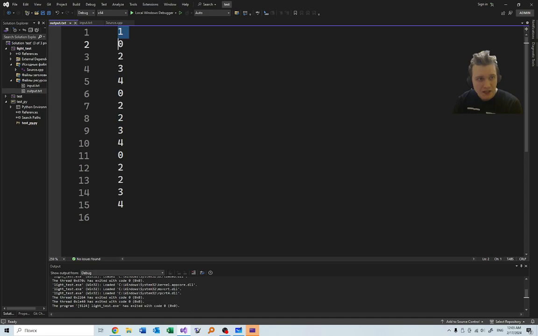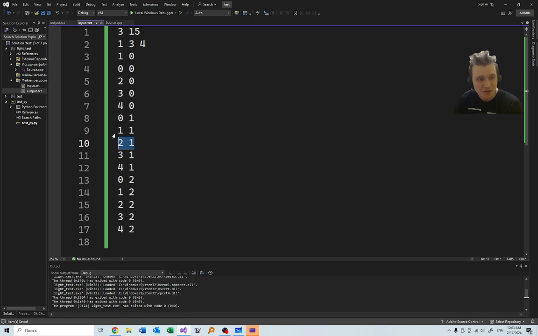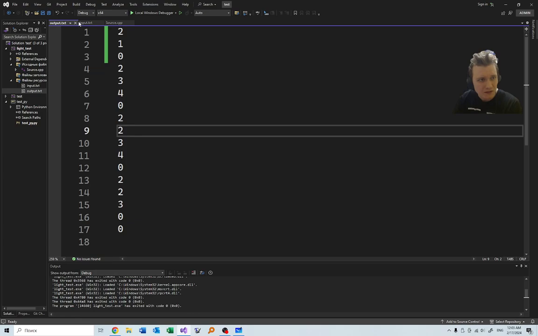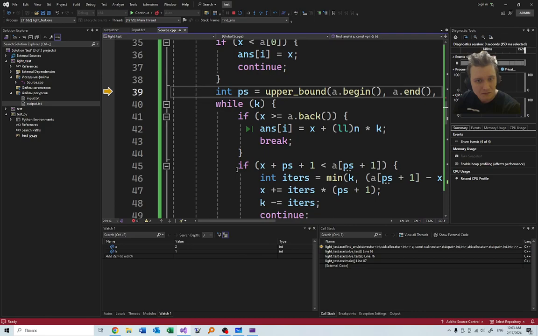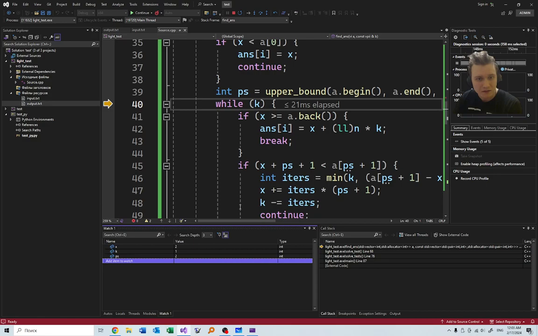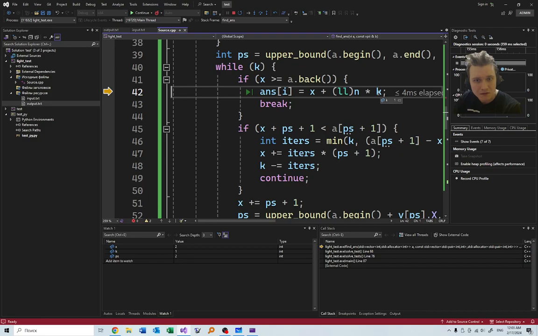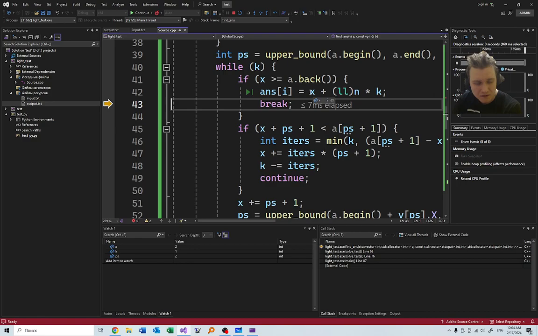Okay, I have some strength to debug, so it is the 8th test. The 8th test is the 10th test here, so it should be 2-1. Yeah, it's 2 here. So what is PS? PS should be like 3. Yeah, why is it 2? But it is 5. What's wrong with you?